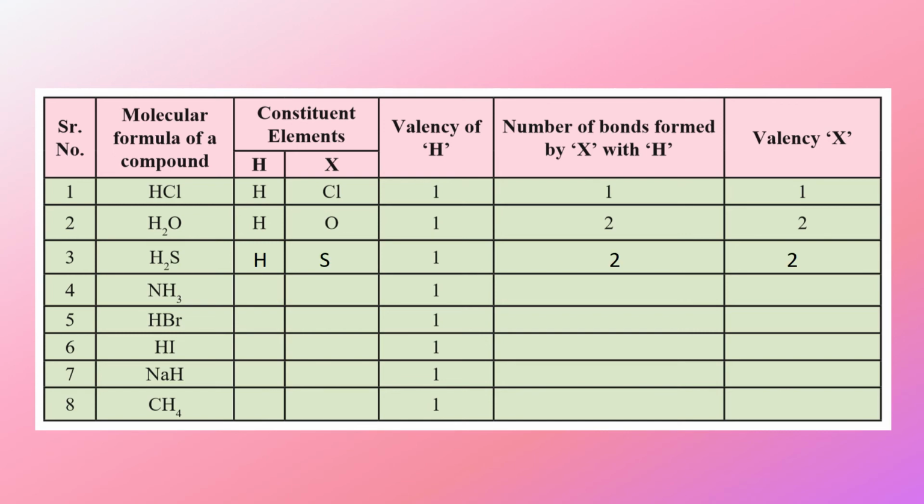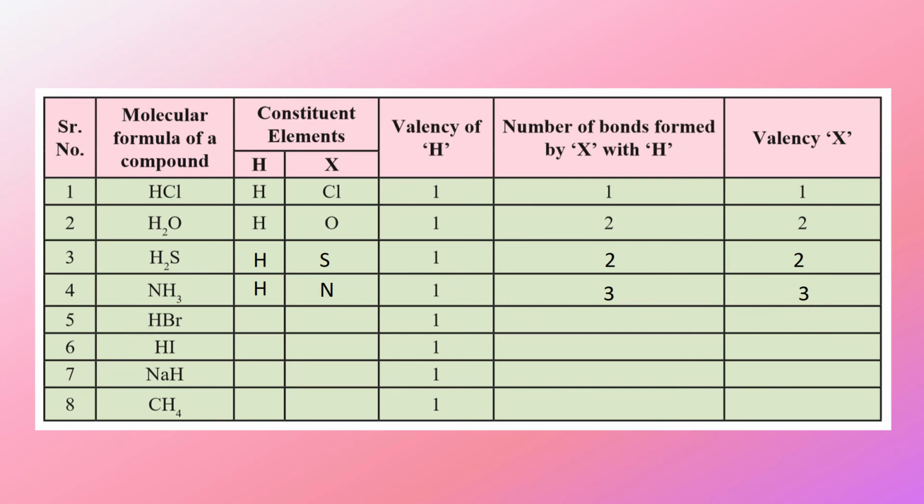So we'll see the next example, H2S. Here the constituent elements are H and S. So the valency of hydrogen is again 1, and the valency of S, the next element, is 2, and the valency here is again 2. Next, ammonia. Here the constituent elements are H and N, and the valency of hydrogen is 1, and for the next one, the number of bonds formed by X with H, how many bonds? 3. And the valency therefore of N is 3.